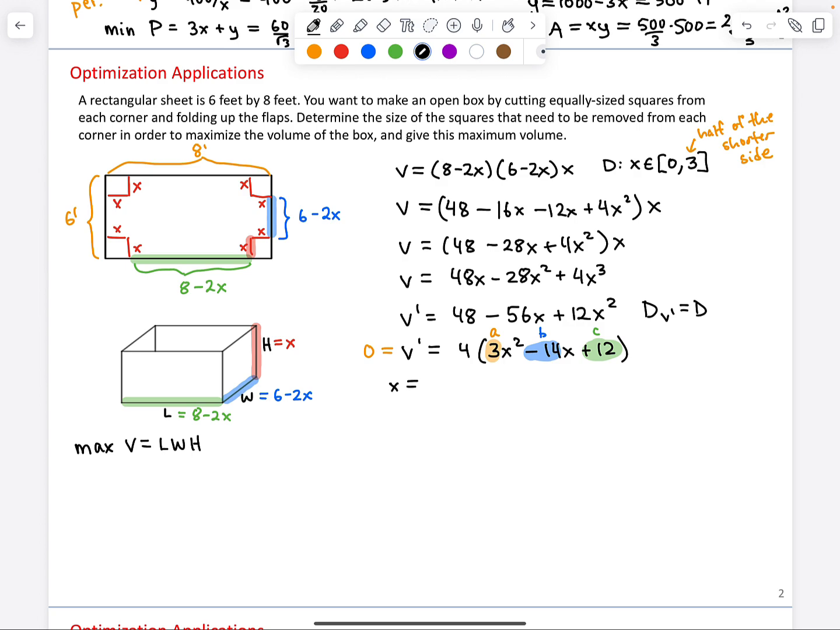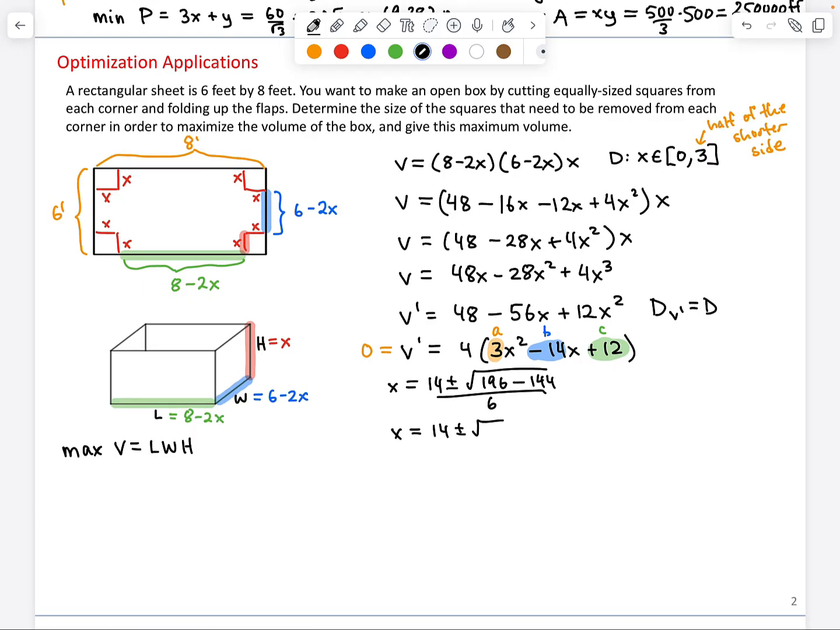So x will be negative b, so 14, plus or minus the square root of b squared. Negative 14 squared is 196, minus 4ac, which will be 144, all over 2a, which will be 6. So we get 14 plus or minus square root of 52, all over 6. 52 is 4 times 13, so rad 52 will be 2 rad 13. Now I can factor a 2 out of the numerator and cancel with the denominator, giving me 2 answers, 7 plus or minus rad 13 over 3. When you reach for a calculator and convert these to decimal, you get 2 answers, approximately 1.131 and approximately 3.535. This second one, though, is not in the domain, so it's not a relevant critical number.